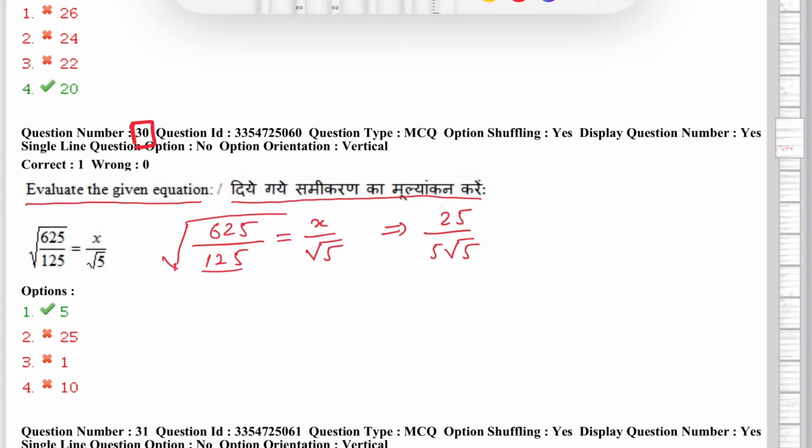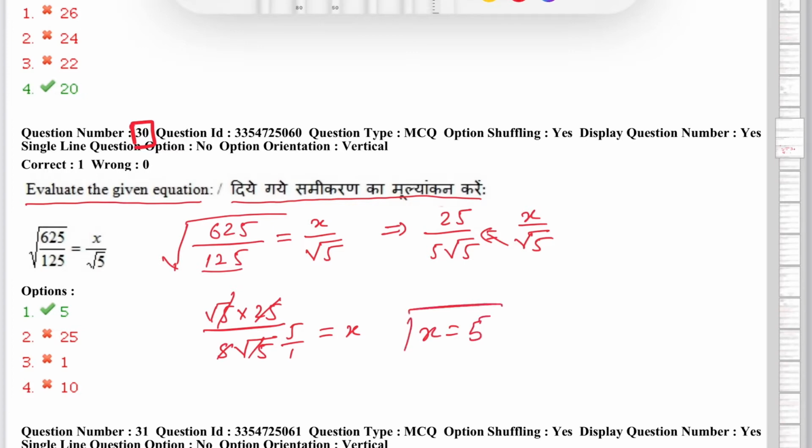So now this is equal to x upon under root 5. We'll keep x on this side only, so this will multiply with this, so under root 5 multiplied by 25 upon 5 under root 5. Under root and under root will cancel, and this will cancel and give us 5 as the answer. 5 upon 1 is the answer, which is simply x is equal to 5. So this is the right answer.